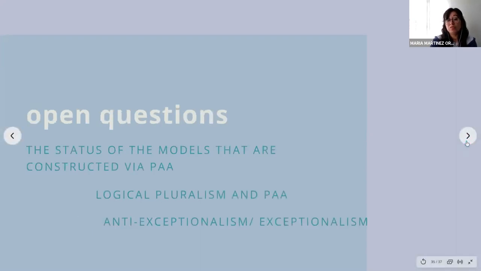And so some open questions that might result from this are that we have to explain the status of the models that are constructed via this alternative approach. For instance, as I was saying, what happens with the models or the algebra that underlies the models of chunk and permeate in each particular case? Should we be committed to that algebra as a logic because it is explanatory of certain cases? Or should we just take it as a good tool for explaining and understanding what is going on in these cases?